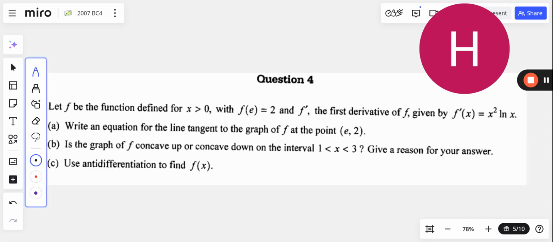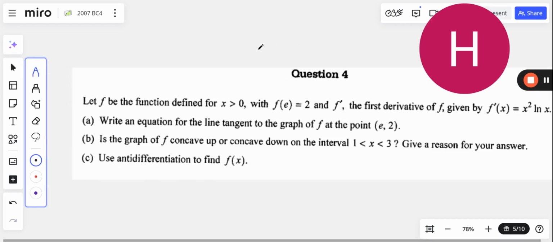So there is a BC component, but if you're an AB and you're still watching, just know that only part C requires you to use a BC method. Questions A and B can be perfectly answered if you have a strong understanding of Calculus AB. Let's talk strategy as we analyze this question.